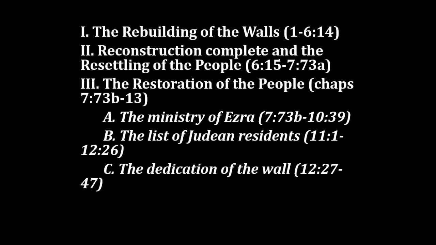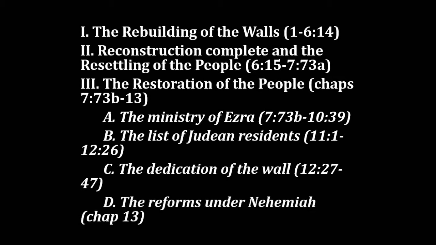So we have the list of the Judean residences in chapter 11, verse 1 through chapter 12, verse 26. The dedication of the wall in chapter 12, verse 27 through 47. And then the reforms under Nehemiah in chapter 13. But God was going to use three major men to bring about a restoration to the land, starting with Zerubbabel in the spiritual aspect. You got Ezra, committing the people to the law of God and understanding of it, and then Nehemiah coming in, building the wall, but also the reforms and the restoration he brought. And that closes us to the last part of our survey, the era of restoration.